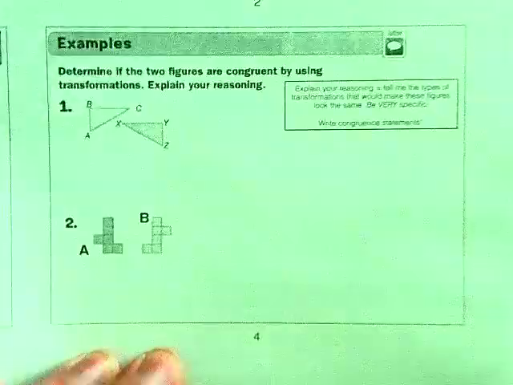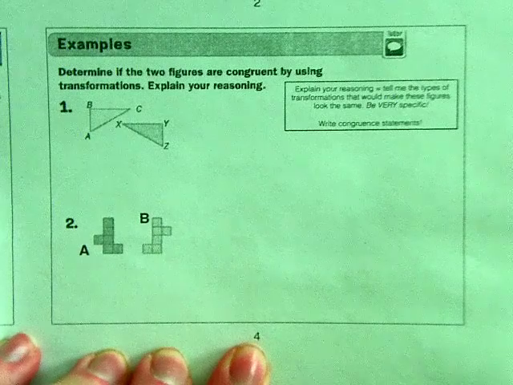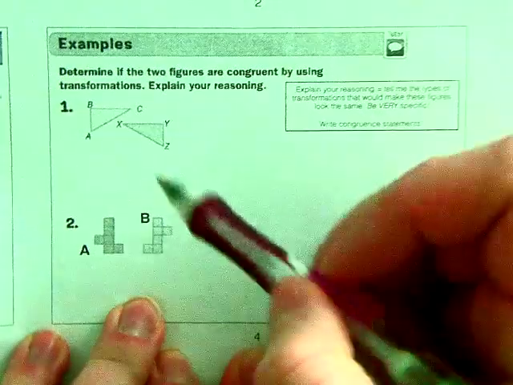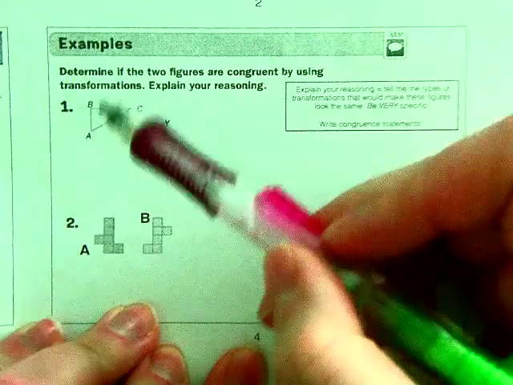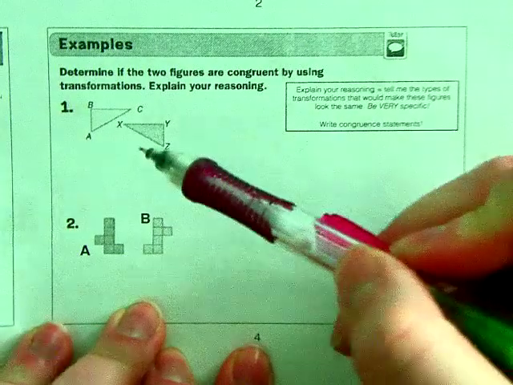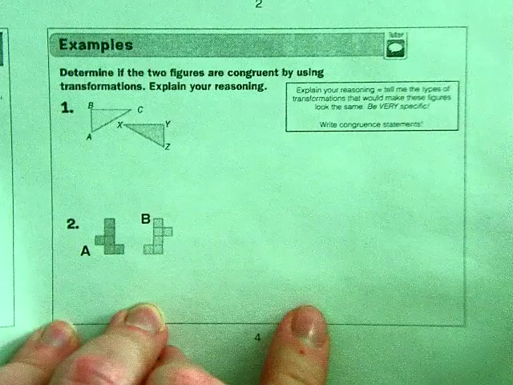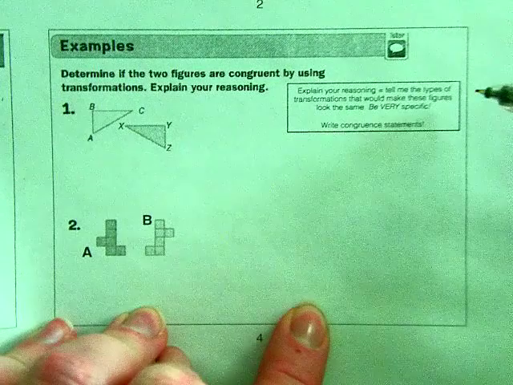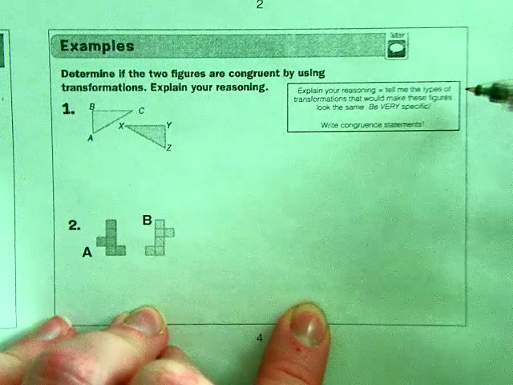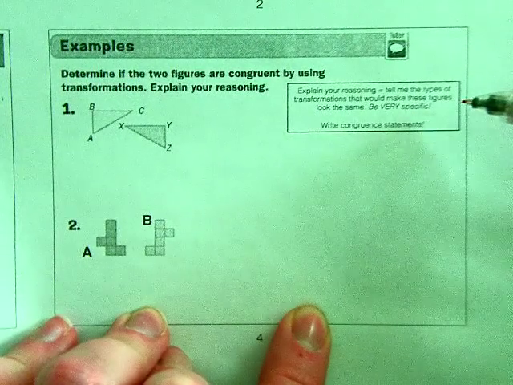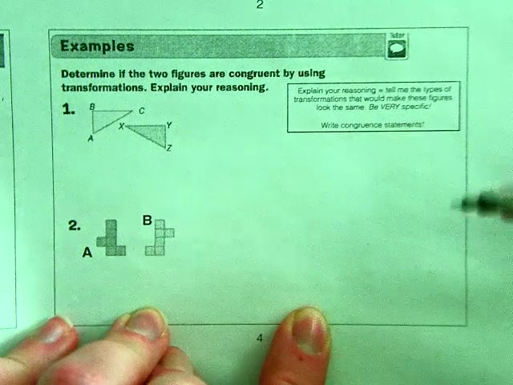It says determine if the 2 figures are congruent by using transformations. Explain your reasoning. And then most of these we're just going to have to eyeball it. So besides the color, these 2 things are not dramatically different, so we're going to call them congruent. When it says explain your reasoning, I want you to tell me the types of transformations that would make these figures look the same. I want you to be very specific.